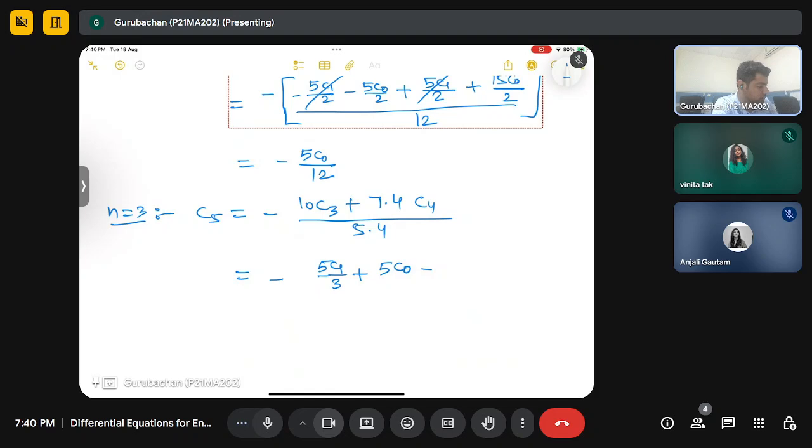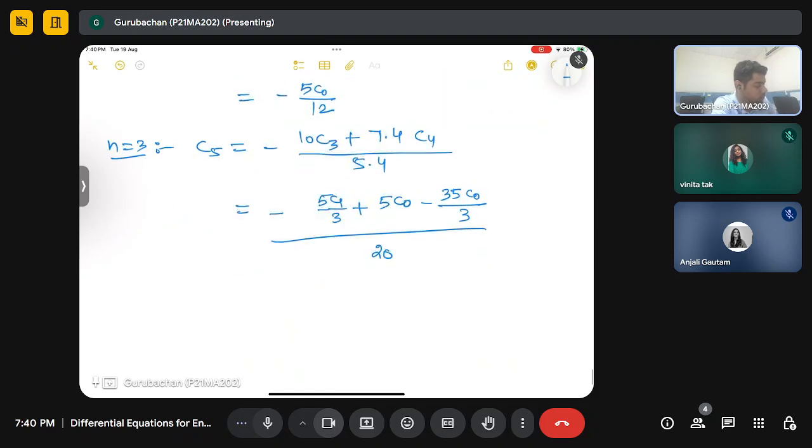minus 35 C0 divided by 3 divided by 20. So this will give you C0 by 4, and this minus minus 40, that is again 2 C0 by 3. Since at the denominator there is 20, so it will be 2 C0.